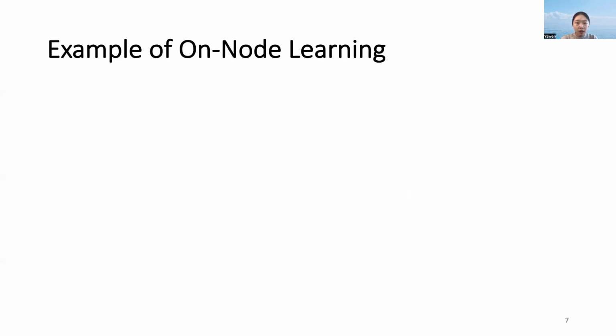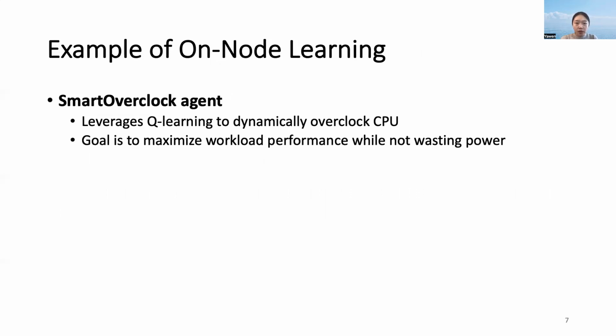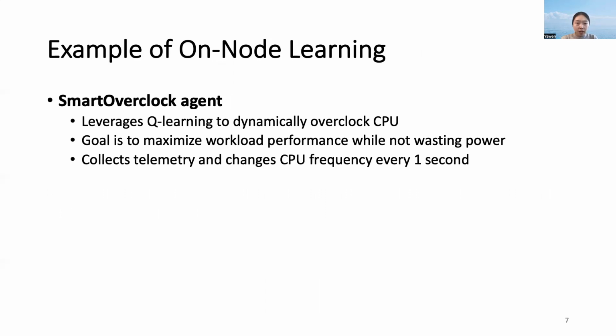Let's now look at a more concrete use case of on-node machine learning. We have developed this agent called SmartOverclock. It leverages Q-learning to dynamically overclock CPU. The goal of this agent is to maximize workload performance while not wasting power. It collects data telemetry and changes CPU frequency every 1 second.